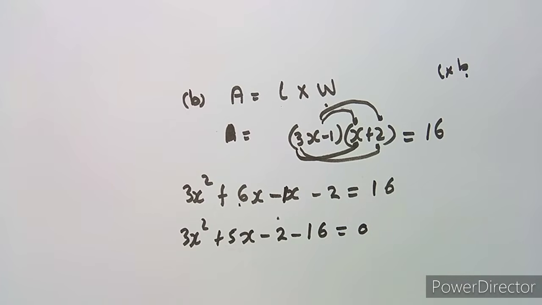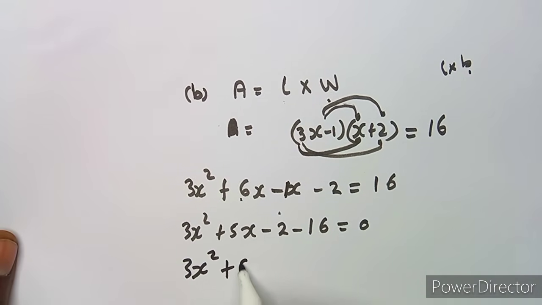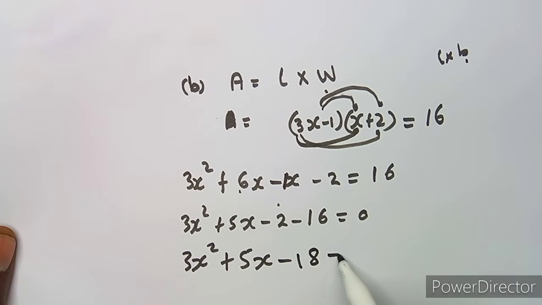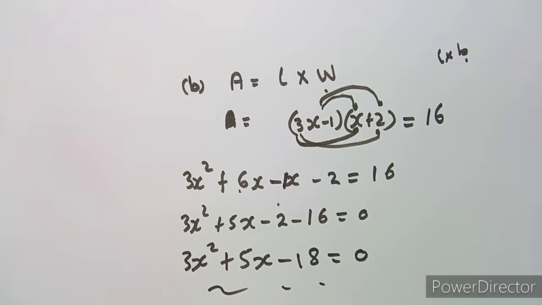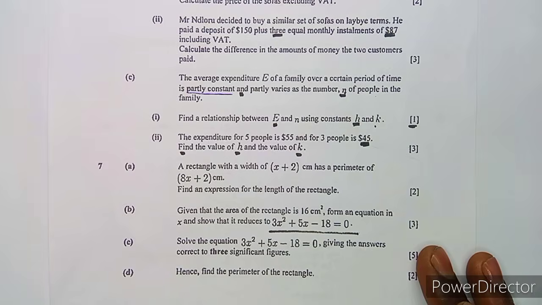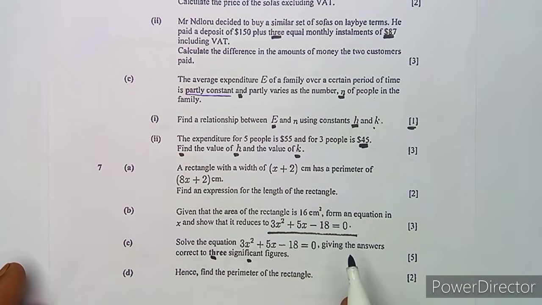Definitely this 16 is transposed to the other side of the equation so that it becomes part and parcel of the equation. So we are going to have 3x squared plus 5x minus 2 minus 16, which is minus 18, and that gives us 0. So as you can see, guys, that is what we are being asked to show in this condition, that it's going to reduce to that value. That's it. Then on C, solve the equation giving your answer to 3 significant figures.